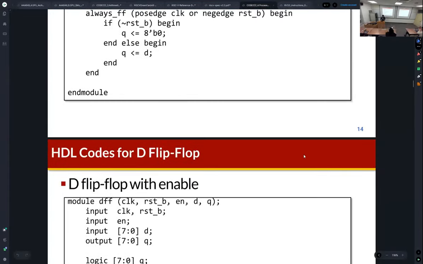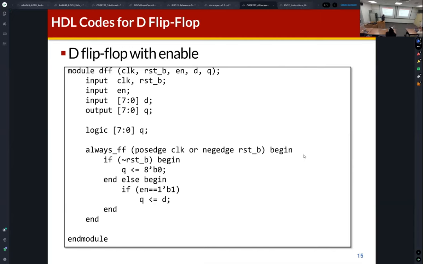clock. How can we implement the enable in the D flip-flop? So you can find the enable signal is added. This D flip-flop also has negative reset. So it is the always block with posedge clock and negedge reset. So this is the same. If the reset is asserted, then we change it to the reset state. Okay, so Q becomes zero. So you can find it.